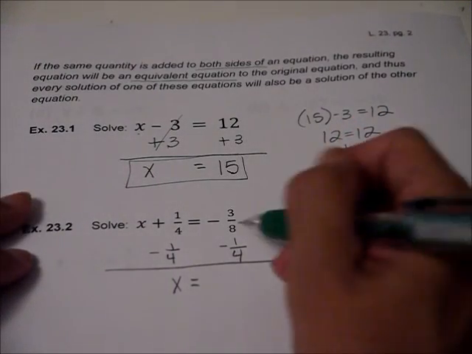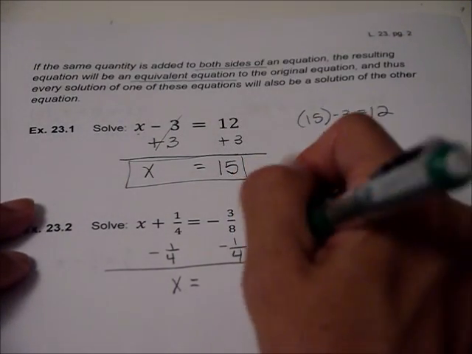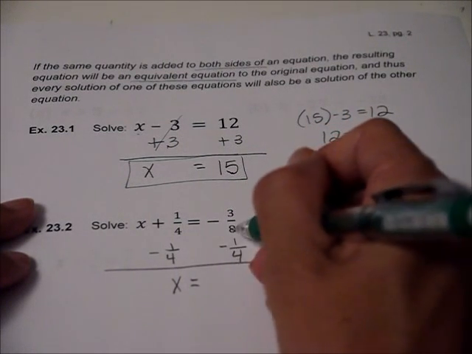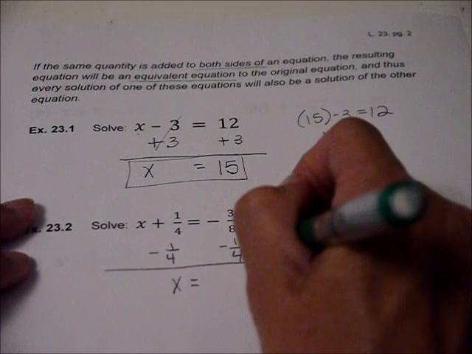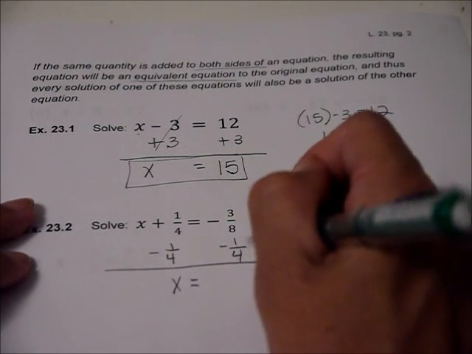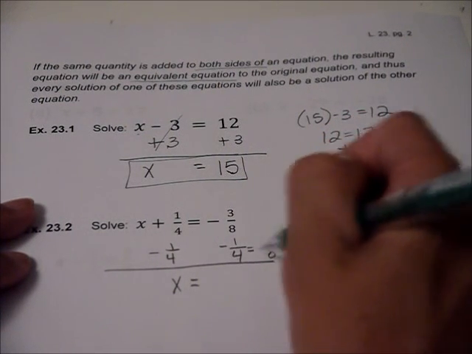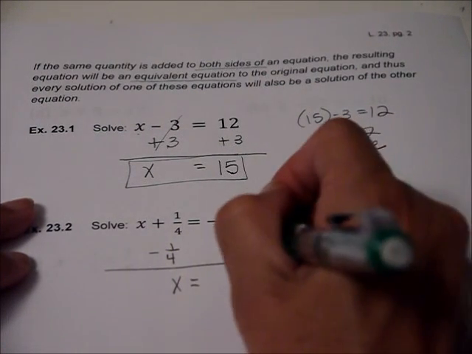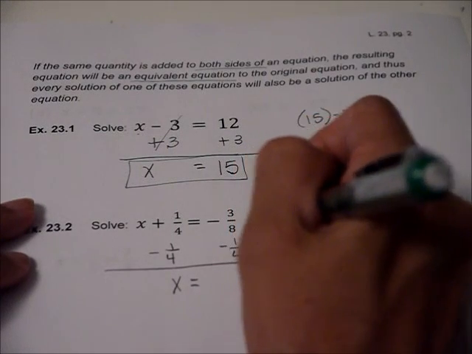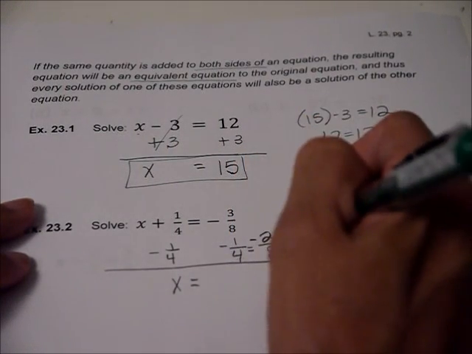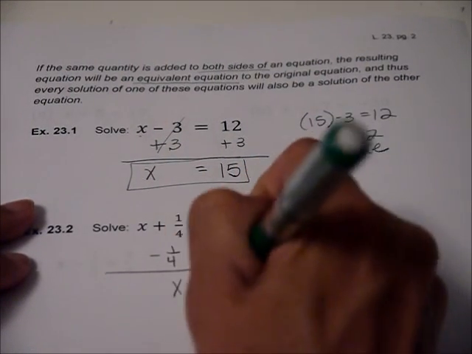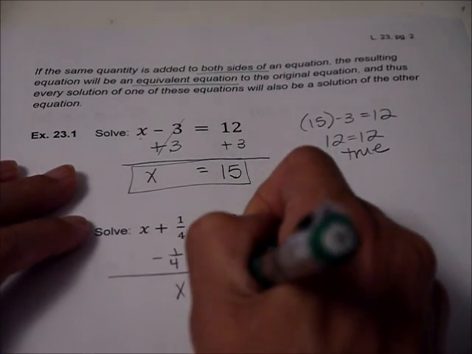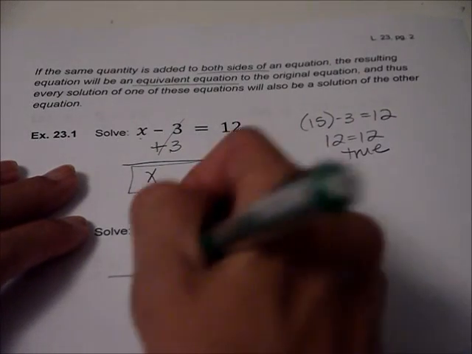3/8 minus 1/4. Now we can't just do that. We actually have to change the denominator because they do not have the same denominator. So what we need to do is make an equivalent fraction for this. 1/4 is the same as 2/8. So we have 3/8 minus 2/8. Now two negatives, we're going to have a negative answer because we're adding and subtracting. We get negative 5/8. And that's our answer.